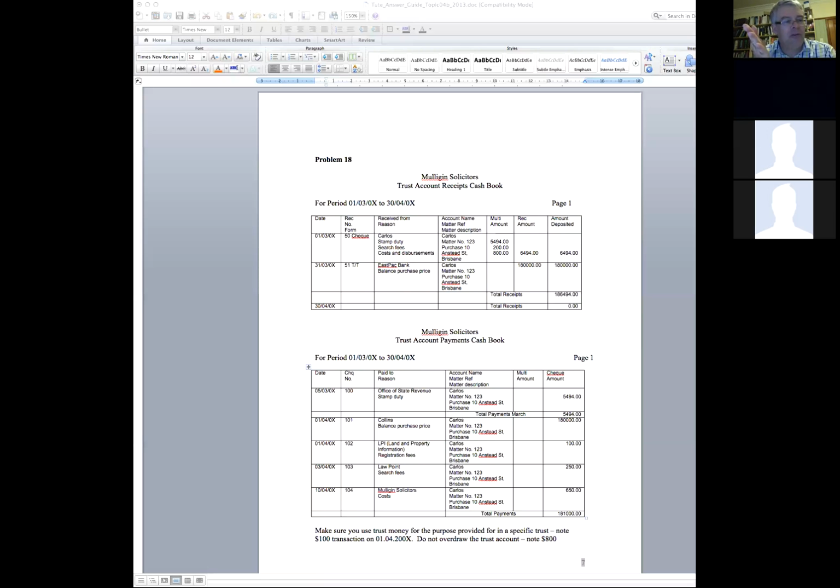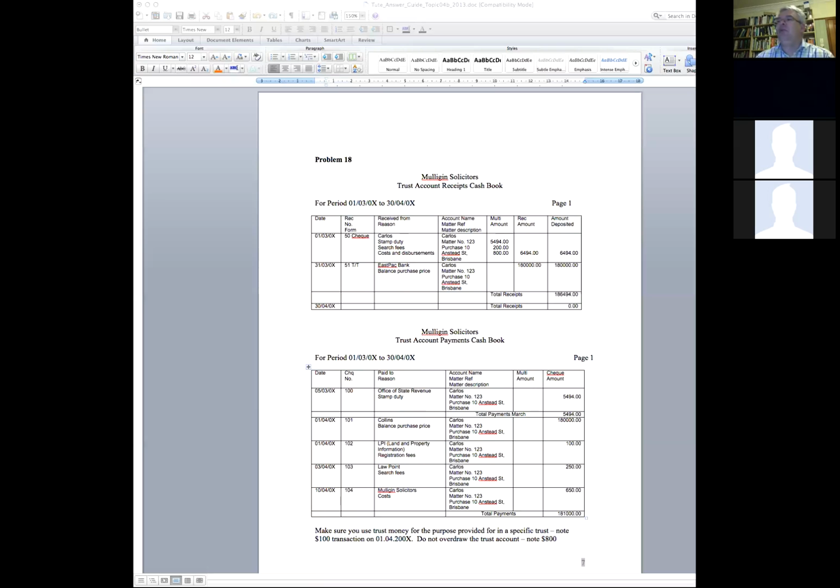Some of the questions you have to ask yourself whenever you receive money into the firm is: is it something that needs to go into the trust account? Is it controlled money? Is it transfer money? What sort of money is it? All the examples we're looking at now are things that go into the trust account.